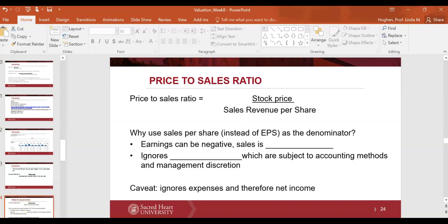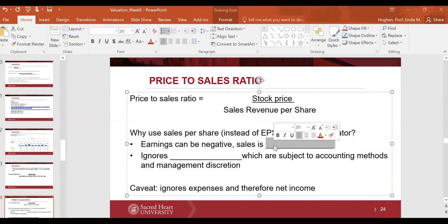Let's move on to the price to sales ratio. The price to sales ratio is stock price, same as before, divided by sales revenue on a per share basis, or per share of common stock. So why use sales per share instead of earnings per share? Earnings can be negative. As I mentioned, when I pulled my data set, I said only return companies that have had positive income. We don't have to worry about that if we're just looking at sales. Sales is always positive. Can't have negative sales unless all you had was some returns in an accounting period.